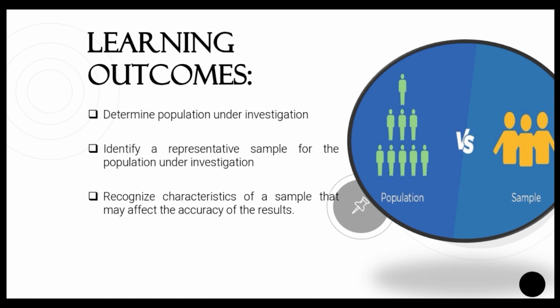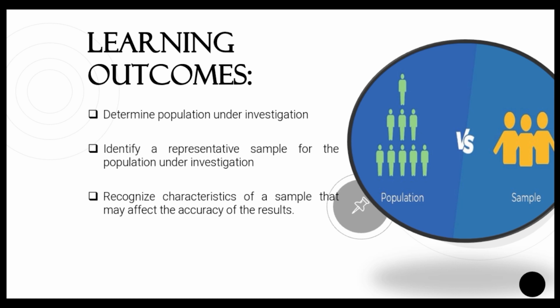And here are my learning outcomes. First, determine the population under investigation. Second, identify a representative sample for the population under investigation. Third, recognize characteristics of a sample that may affect the accuracy of the results.